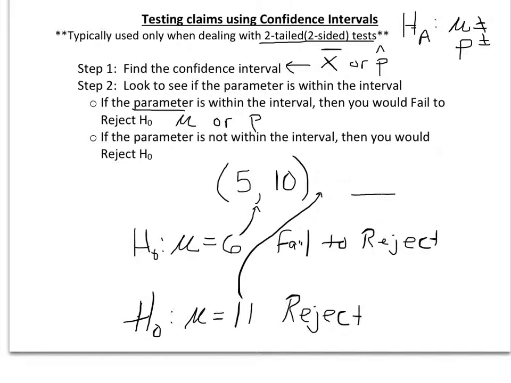To put a picture along with this, you draw yourself a normal curve in here. Minimum, maximum of your interval. Anything above 10 is a rejection. Anything below 5 is a rejection. Anything between 5 and 10 would be fail to reject, would be our non-critical region.